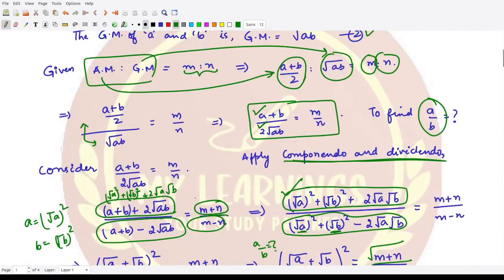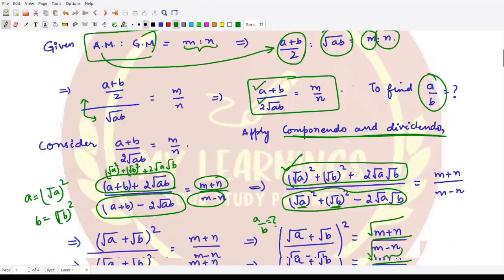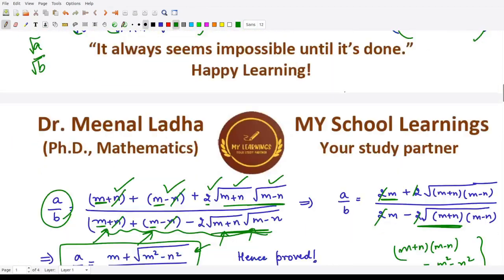So the ratio of a to b comes out to be (m + √(m² − n²)) to (m − √(m² − n²)), and this is what we wanted to prove in this particular question.